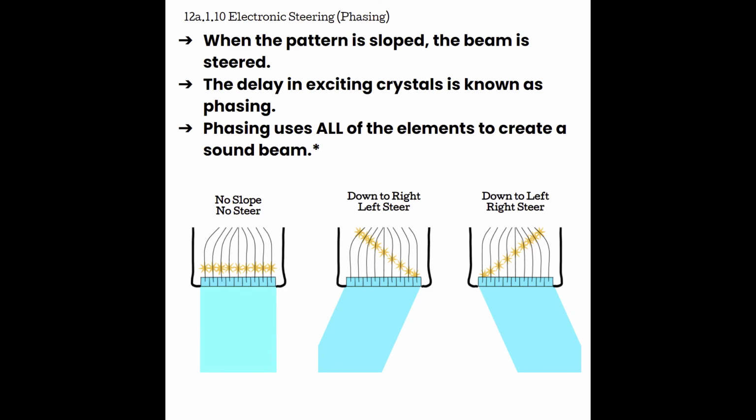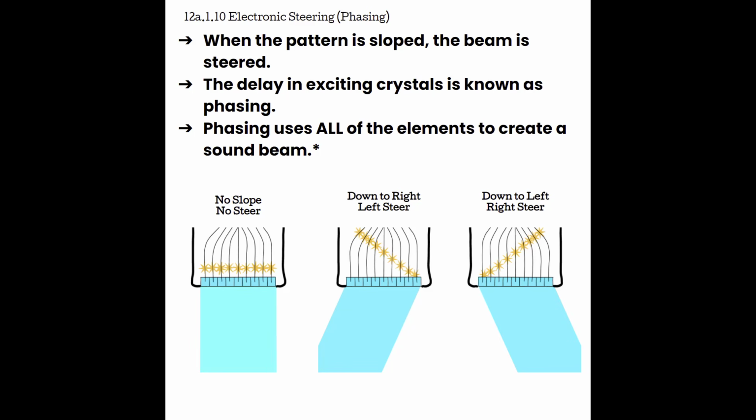So electronic steering is how most of our modern ultrasound systems create our sound beams, and similar to how we talked about with electrical focusing, we needed to have a curve in the pattern of voltages coming down. To steer the beam, we now introduce a slope. So if you have a curve, the beam is focused. If you have a slope to your pattern, then you're going to have a steered beam.